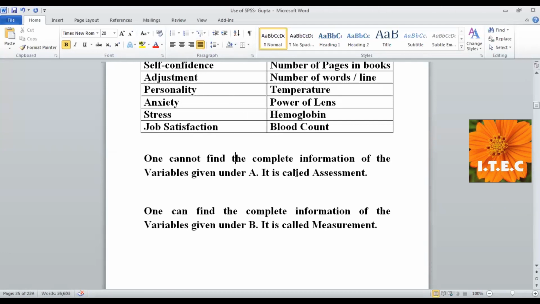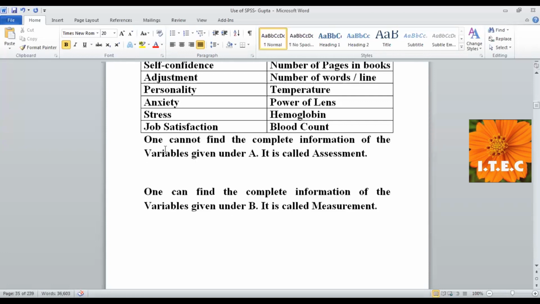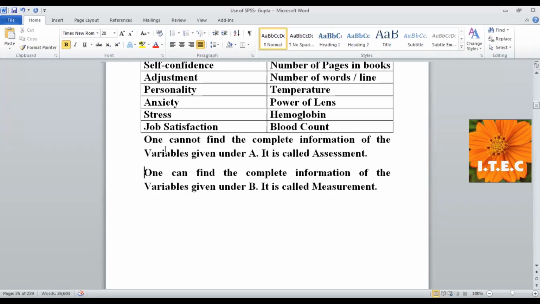So in science, we are using the word measurement because our instrument can give the complete information. But in social science, we are using the word tool because they will help in assessment and cannot give the complete information. So that is why the tools are less costly in comparison to the instrument. So I hope you have understood the difference between the measurement and the assessment.